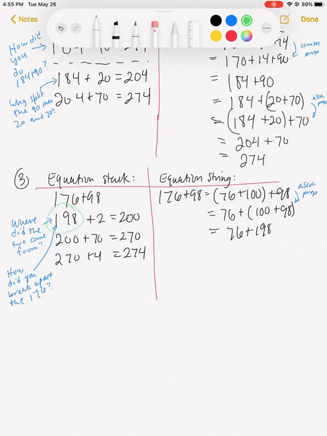Where does the 2 come from? And I think the student said that the 2 came from the 176 because the student has both 2 and 4 being added. Okay. So we need to break up the 76 into 74 plus 2. So we can put that 2 with the 198. And if I put the 2 with the 198, I can use the associative property to make that happen.